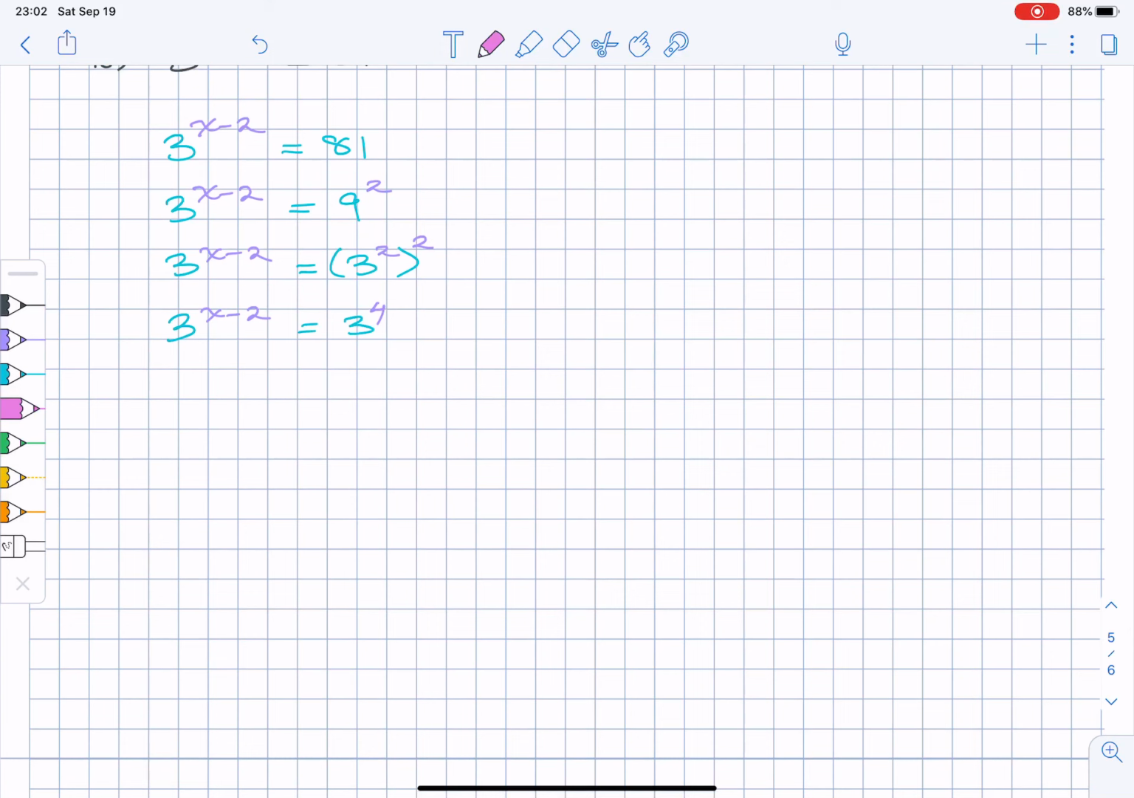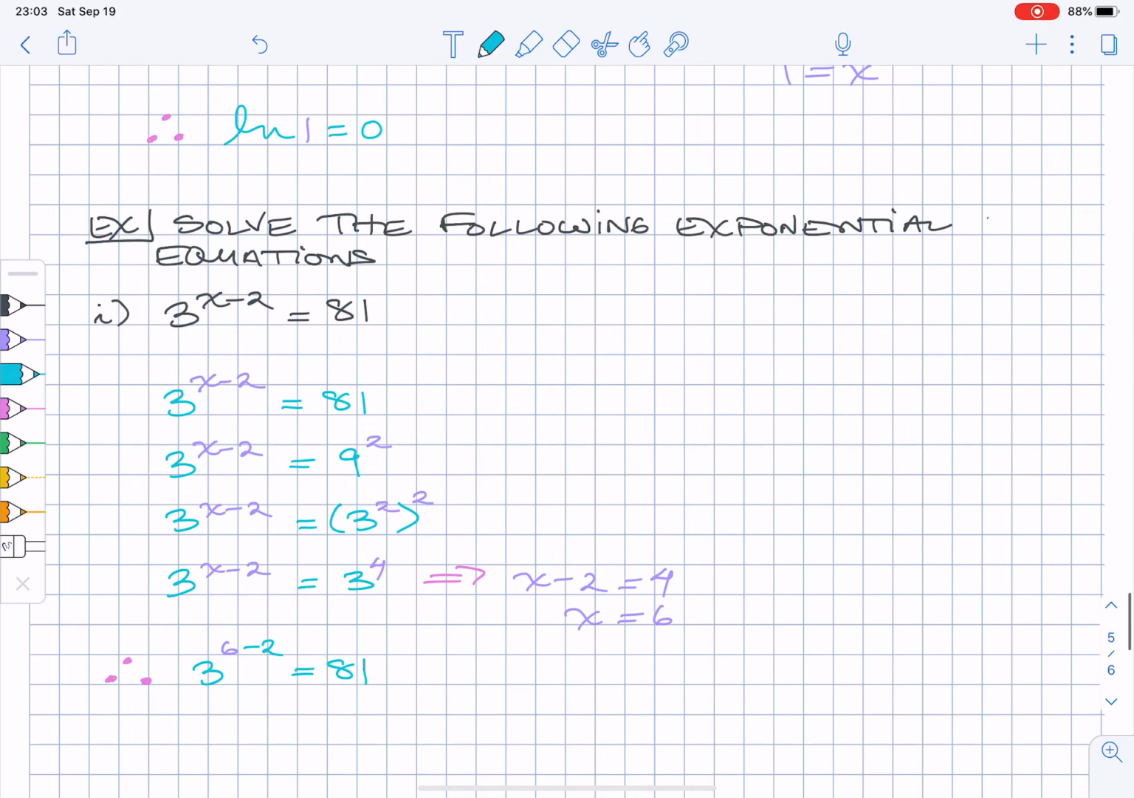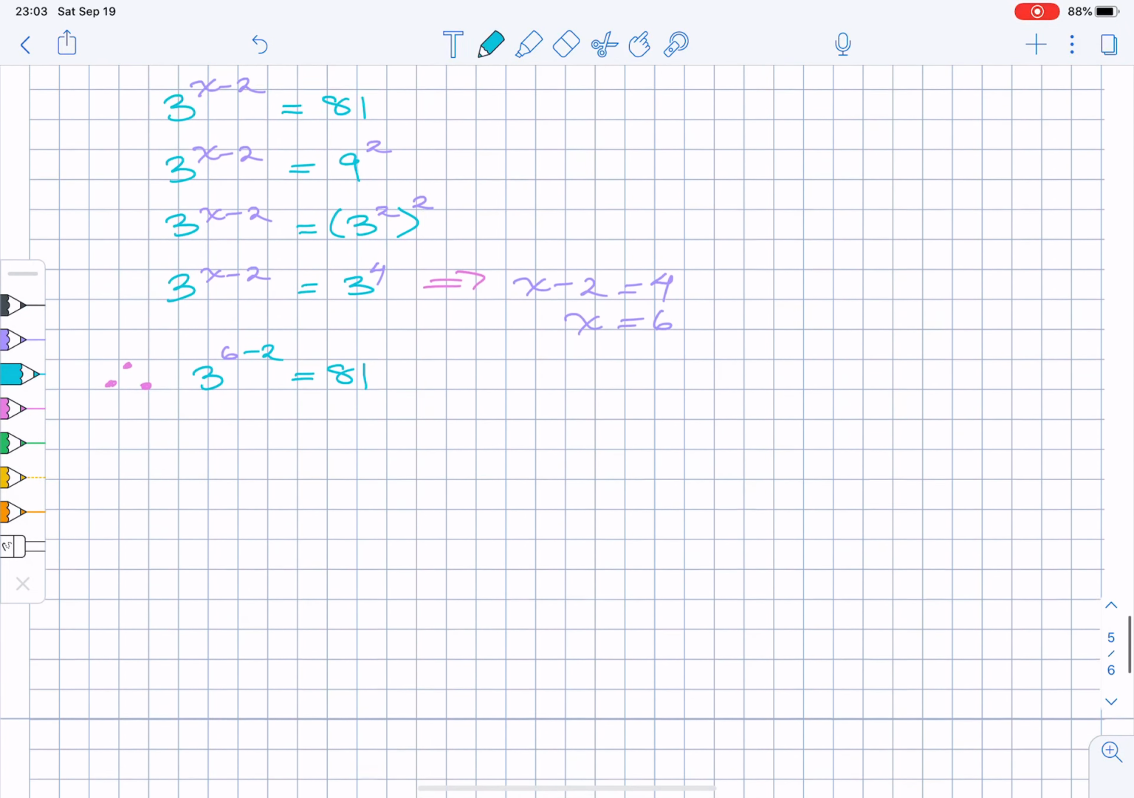Okay, so this implies that x minus 2 must be the same as 4, which means that x is going to be 6, once I add 2 to both sides. So therefore, I have that 3 raised to the 6 minus 2 is 81. Okay, that was the x I was looking for.